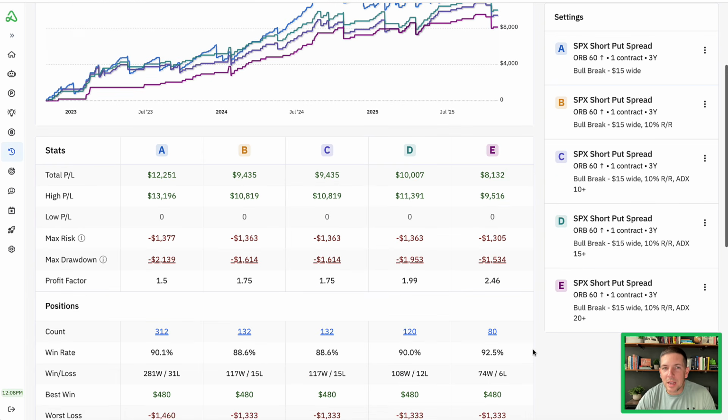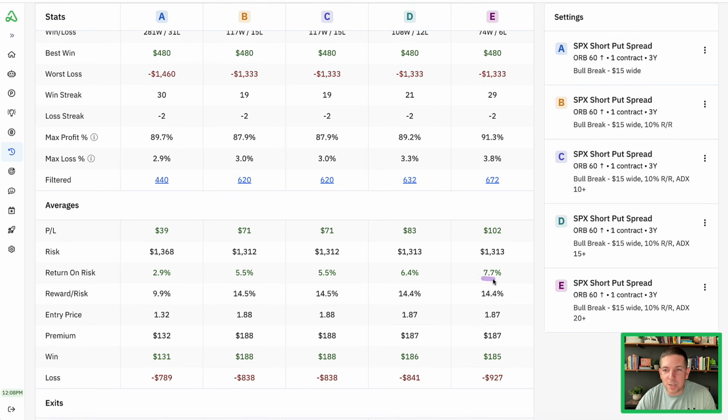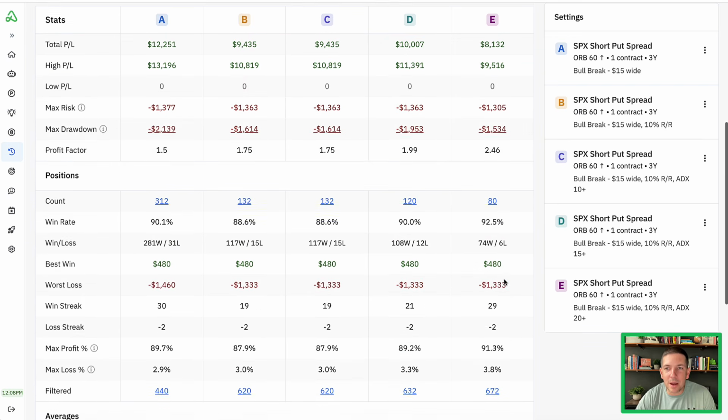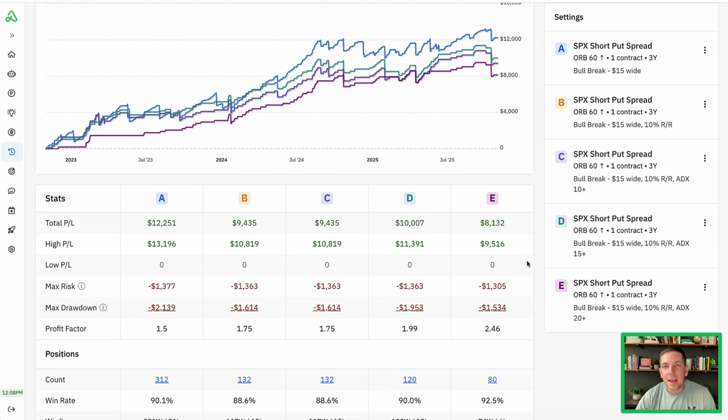And so you can see that in this case, E actually really did significantly underperform across the board. Your return on risk was really good, but you only did about 80 trades. So it was very low trade count. And again, you gave it all up essentially, and it was the lowest performer. So in my opinion, I think some of the metrics are good, but it was maybe too far. So that ADX of 20, probably taking it just a little too far, okay?